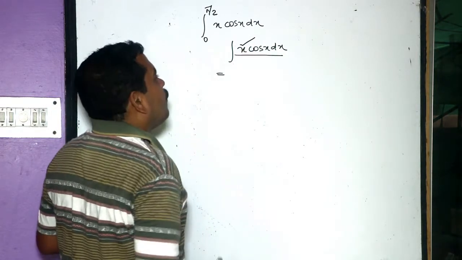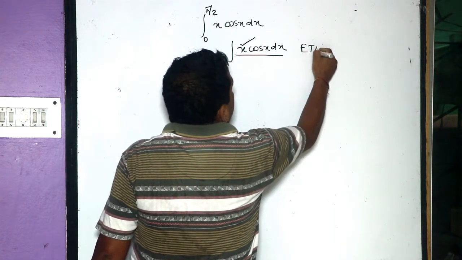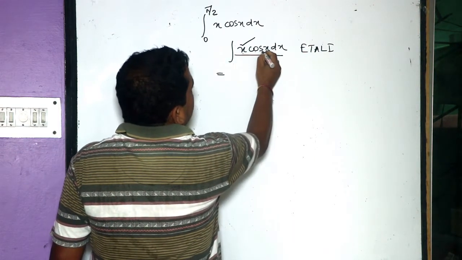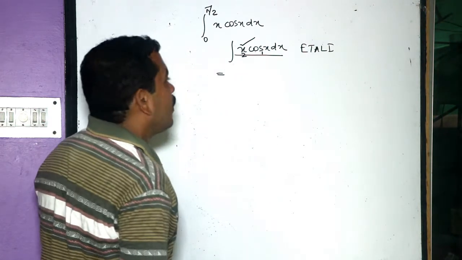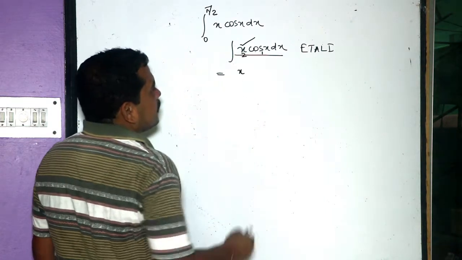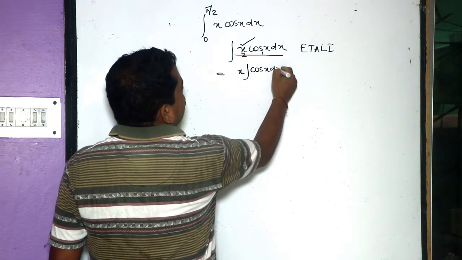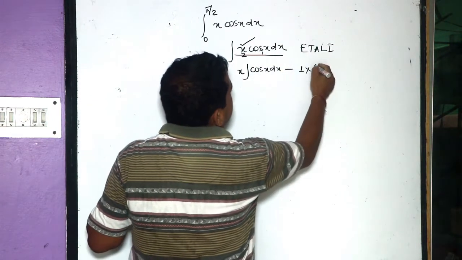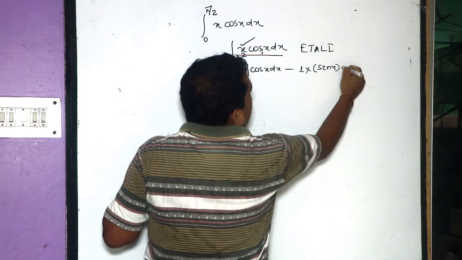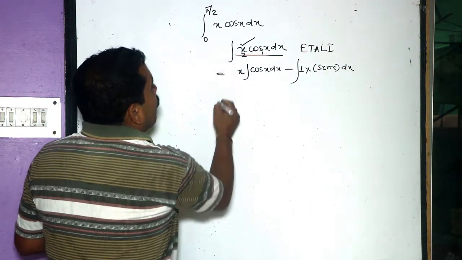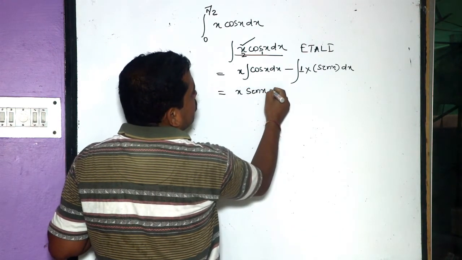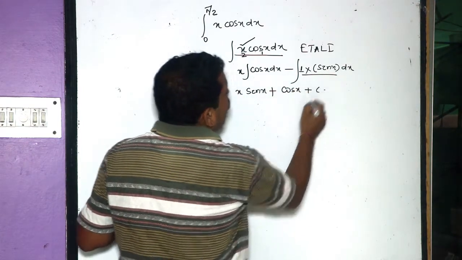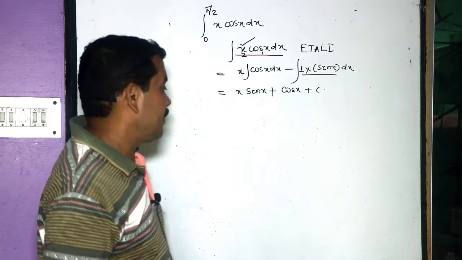Using the word ILATE, here x is the algebraic function and cos x is the trigonometric function. So x will be the first function and cos x will be the second function. Next, fix x, integrate cos x dx, minus the derivative of x, which is 1, and the integration of cos x, which is sin x. Integrating both, this equals x sin x minus the integration of sin x, which is minus cos x, so that is plus cos x plus c. We add the constant in indefinite integration.